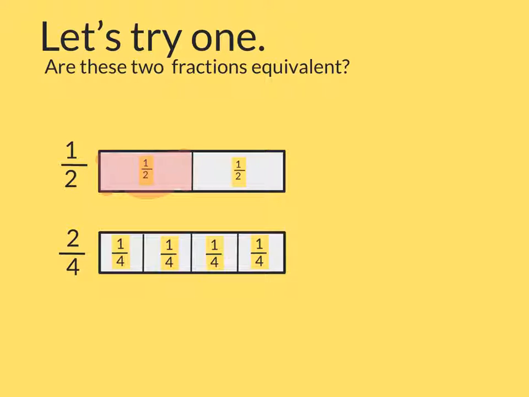Now we can shade in 2/4. This whole is made up of 4 1/4s. Let's shade in 2/4. By shading in the diagram, we can tell that these two fractions are equivalent. By how they look, they are the same size, making them equivalent.